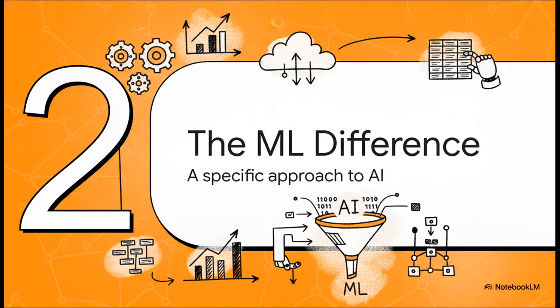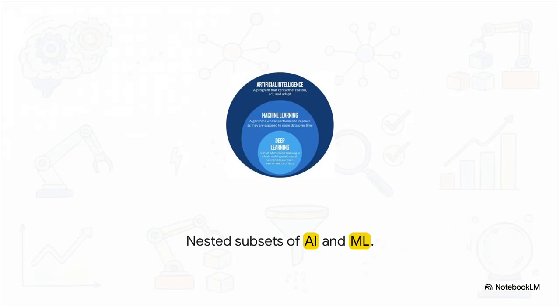Moving right along to Section 2, the machine learning difference. Let's zoom in on this specific approach to AI. And this brilliantly illustrates how we should think about these buzzwords. It's basically a giant set of nesting dolls. Artificial intelligence is that outermost shell, a broad program that can sense, reason, act, and adapt. Inside that is machine learning, which uses algorithms that actively improve as they get exposed to more data. And then, nested right at the absolute core, is deep learning, which utilizes complex, multi-layered neural networks.